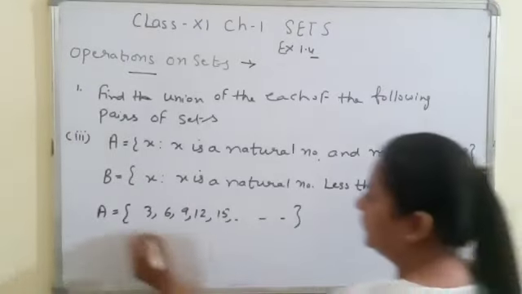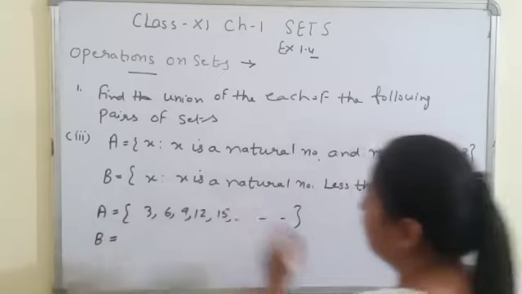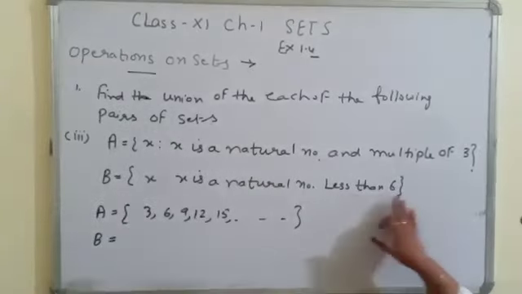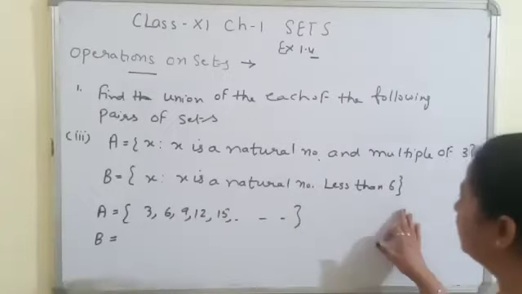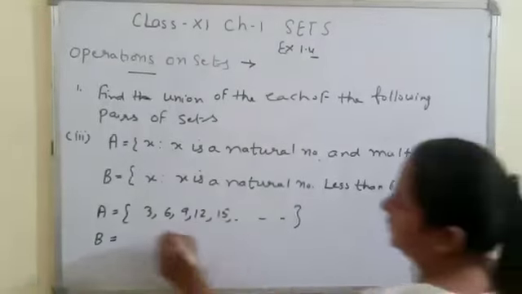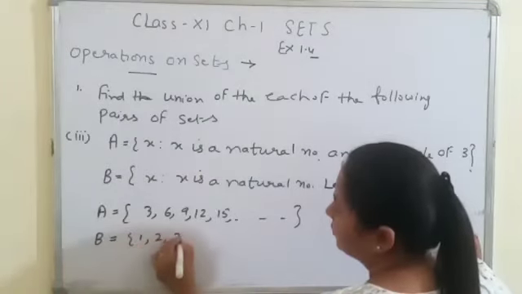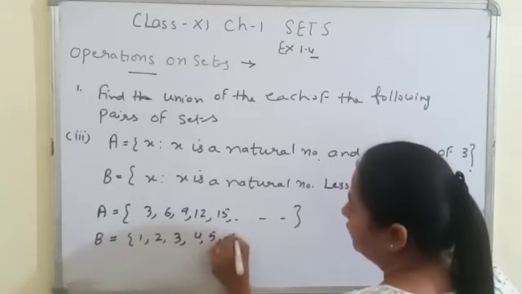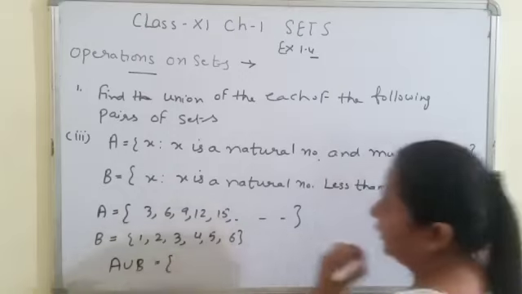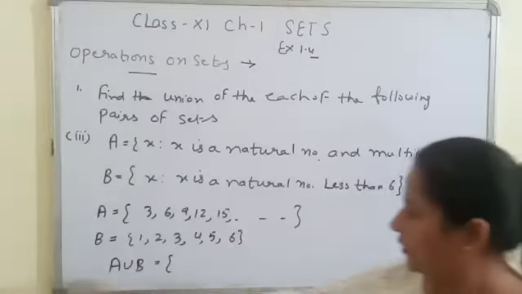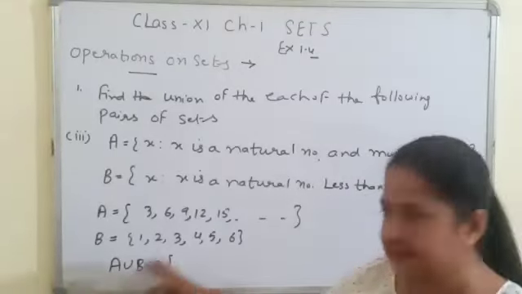And set B. Set B is x, where x is a natural number less than 6. We have to write in set B the elements which are natural numbers and less than 6. These are 1, 2, 3, 4, 5, 6. Now, we have to find A union B, the union of set A and set B.